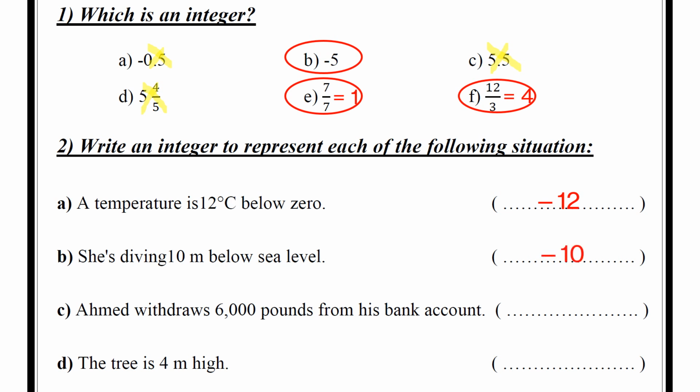Letter C, Ahmed withdraws £6,000 from his bank account. So it will be negative 6,000. Letter D, the tree is 4 meters high. So it will be positive 4, and we will write it here as 4.